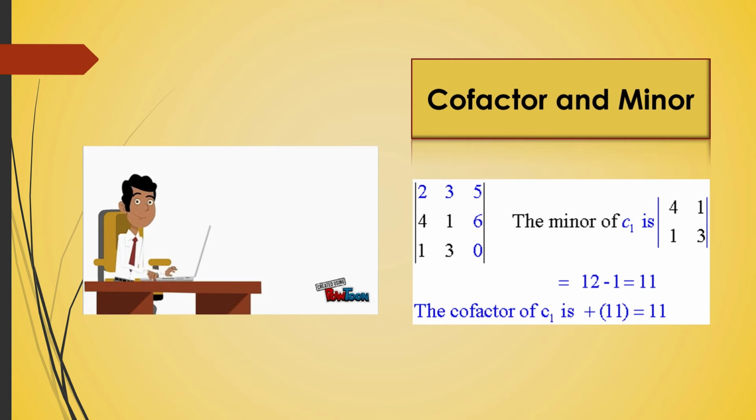Cofactor. By the cofactor of an element of a determinant, we mean the product of minus 1 raised to the power i plus j and the minor of the concerned element Mij. Symbolically, it is given as Cij is equal to (minus 1) raised to the power i plus j dot Mij, where Cij is the cofactor of the element in the ith row and jth column of the determinant.